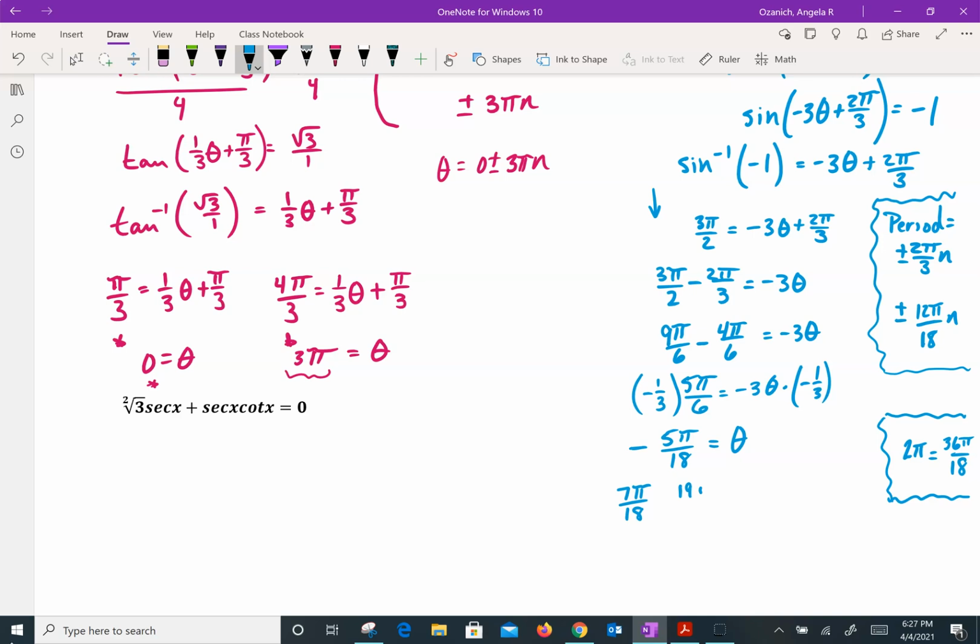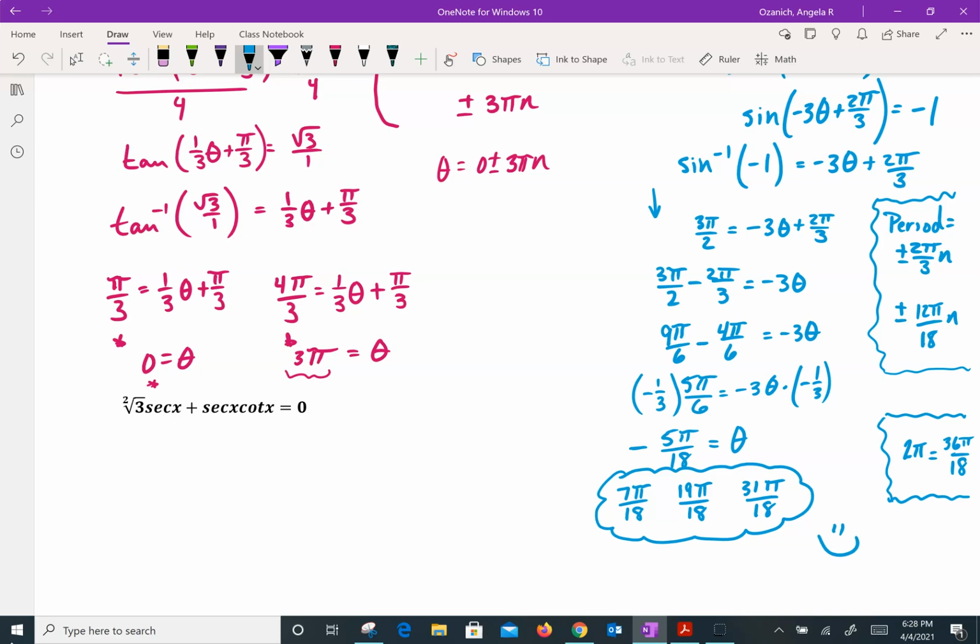And so we have 19 pi over 18. And then I'm going to add another 12 pi over 18. So what's that going to make the next one? 31 pi over 18. If I added 12 more, that's going to put me over the top for my target. So those should be your solutions that exist between 0 and 2 pi.